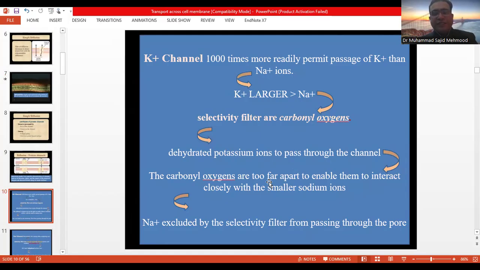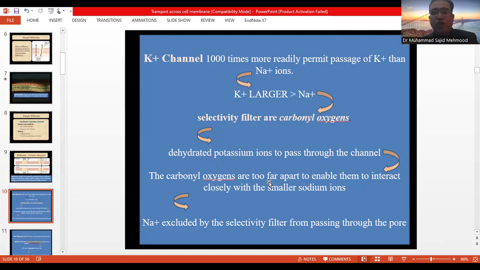अब अगर सिलेक्टिविटी ऑफ चैनल्स की बात करें तो इनमें जो इम्पोर्टेंट चैनल है जैसे कि पोटेशियम चैनल है। अब पोटेशियम चैनल is 1,000 times more readily permeable to passage of potassium than that of sodium ion. Although potassium is larger than the sodium ion, the potassium channel is 1,000 times more readily permeable to the potassium ion.